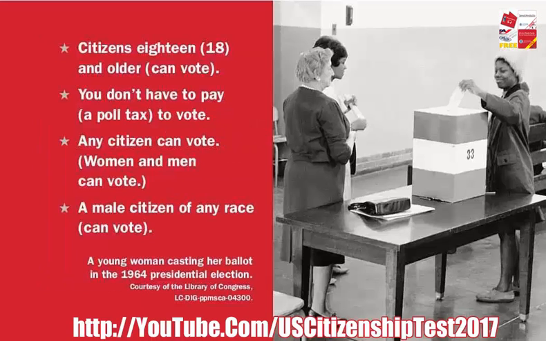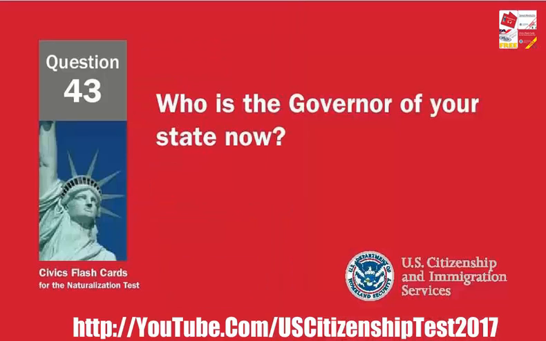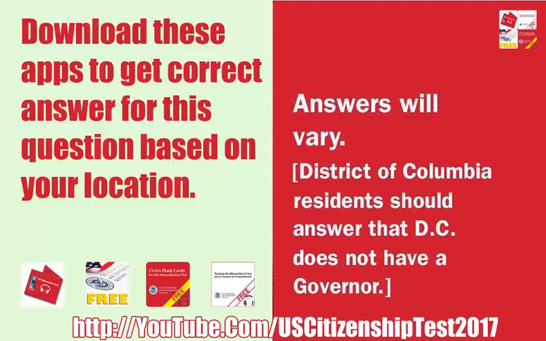Citizens 18 and older can vote. You don't have to pay a poll tax to vote. Any citizen can vote. Women and men can vote. A male citizen of any race can vote. Who is the governor of your state now? Answers will vary. District of Columbia residents should answer that D.C. does not have a governor.